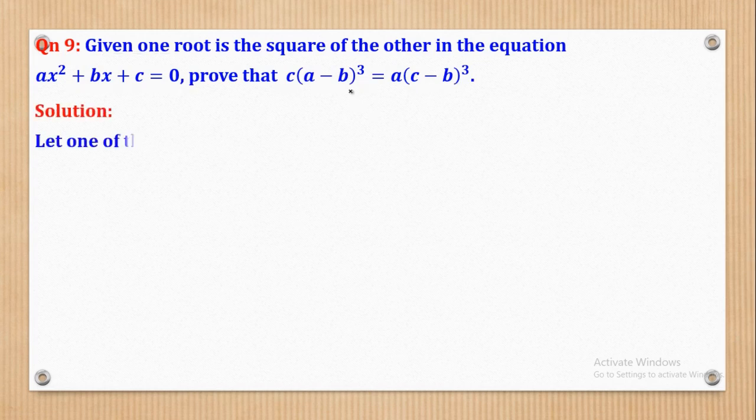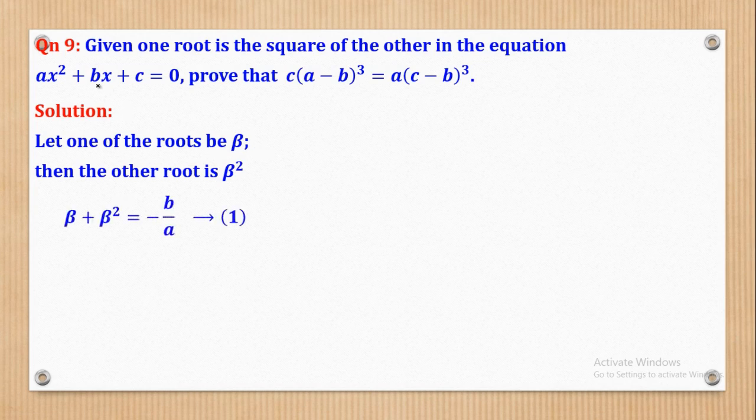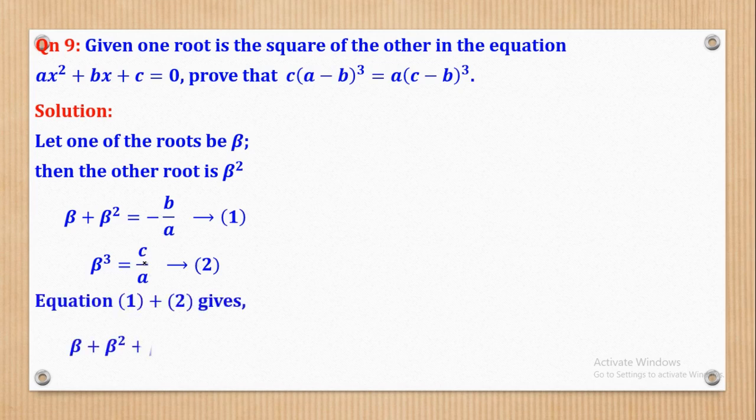So one root is the square of the other, so let one of the roots be beta. It implies the other root will be beta squared. Therefore, sum of roots will be equal to negative b over a, which is that. Product of roots will be c over a, which is that. Now, when I add these two equations, I'll come up with alpha beta plus beta squared plus beta cubed equal to this minus that.